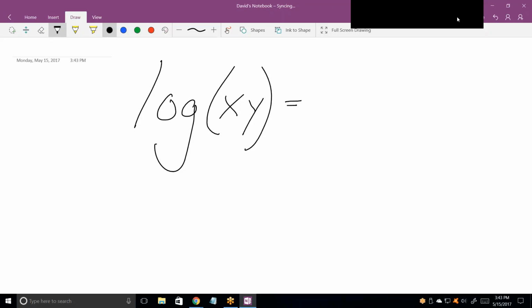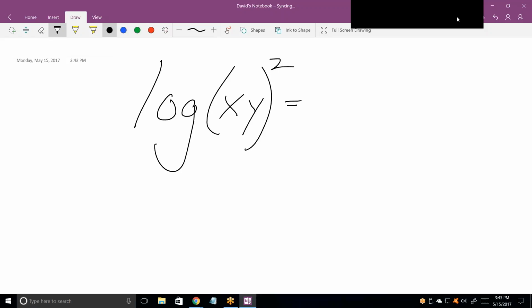Expand. Log of x plus log of y. Expand that one. Log of xy plus log of xy. Got to think about that for a second. No, I don't think so.